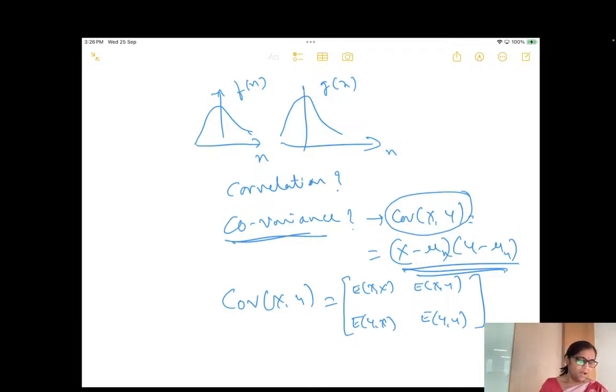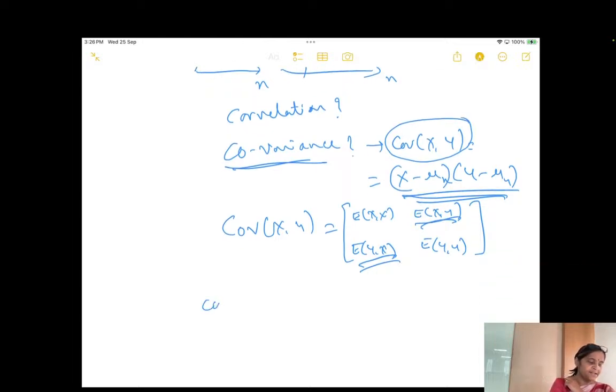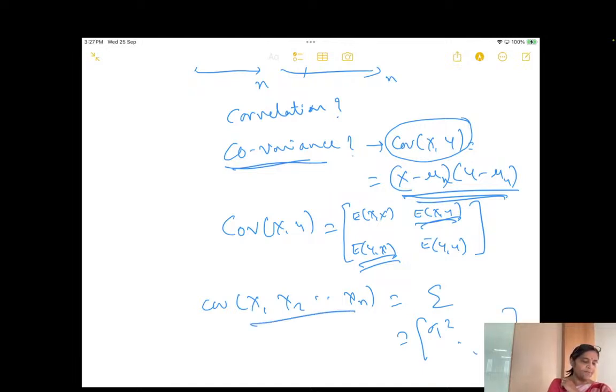And when x and y are independent, then these two terms are equal to 0, and you have a diagonal matrix where you have only the variances in the individual terms. Usually if it is n dimensional, x1, x2, each of them a random variable, and the covariance is sigma 1 square up to sigma n square, then x1 to xn are independent. That's the meaning.